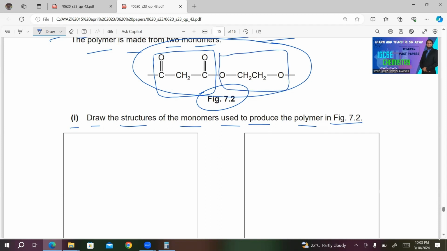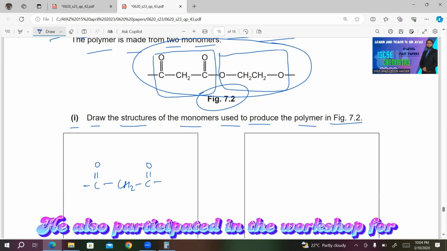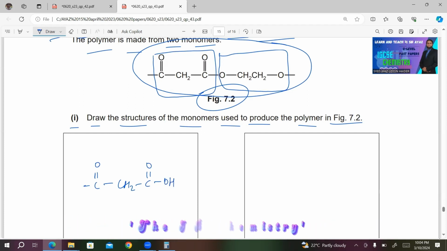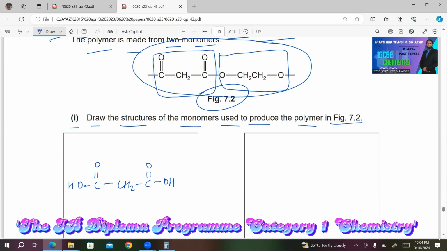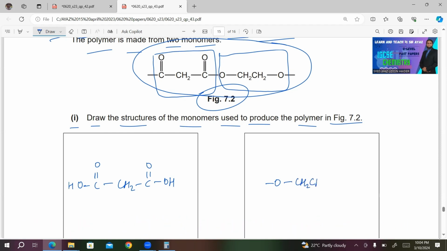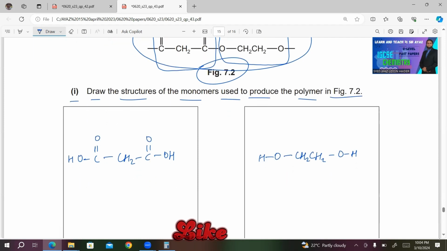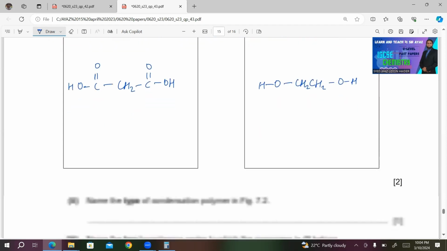Now I'm drawing the repeat unit on the left hand side. So we have C double bond O, CH2, C double bond O. Now what else will you place in order to get the monomer? Because it's a condensation polymer, it must have an OH group at the end on both sides. What about the other monomer? It must be O, CH2, CH2, O, place H. So this will be the final structure of the monomers used in this.